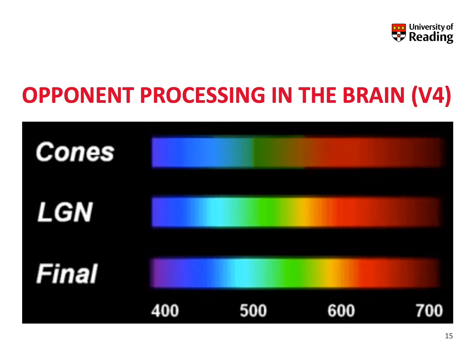And then in V4, where there are further stages that further oppose the opponent cells that we already built in the LGN and the retina, you then get further opponency, which starts to build in things like that purple that's appearing on the left. So it's a case of refining things in the brain using the same wiring and computational mechanisms that were used earlier in the retina.